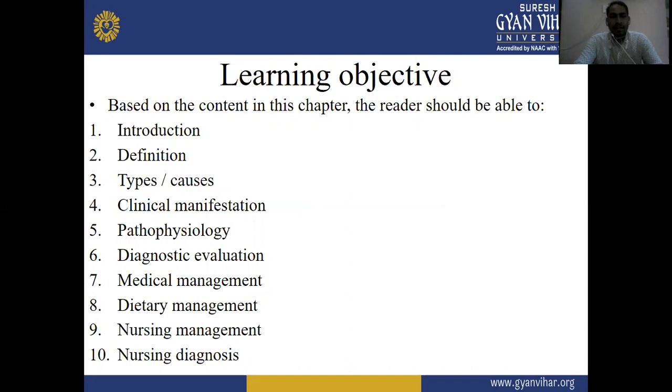Based on the content in this chapter, the reader should be able to understand the introduction of jaundice, definition of jaundice, types and causes of jaundice, clinical manifestations of jaundice, pathophysiology of jaundice, diagnostic evaluations of jaundice, medical management of jaundice, dietary management of jaundice, nursing management of jaundice, and last one is nursing diagnosis of jaundice. These are the learning objectives of jaundice.